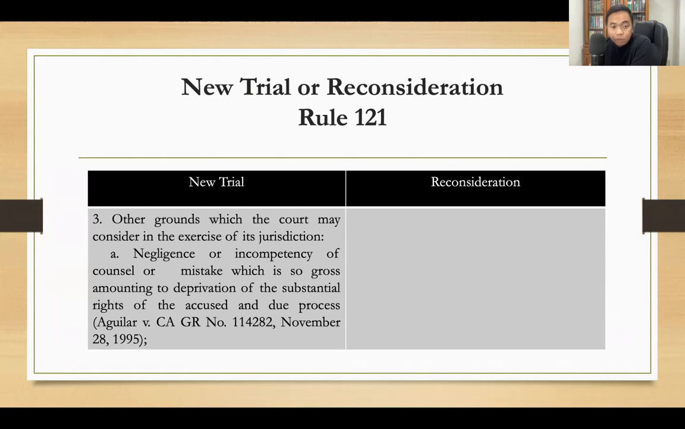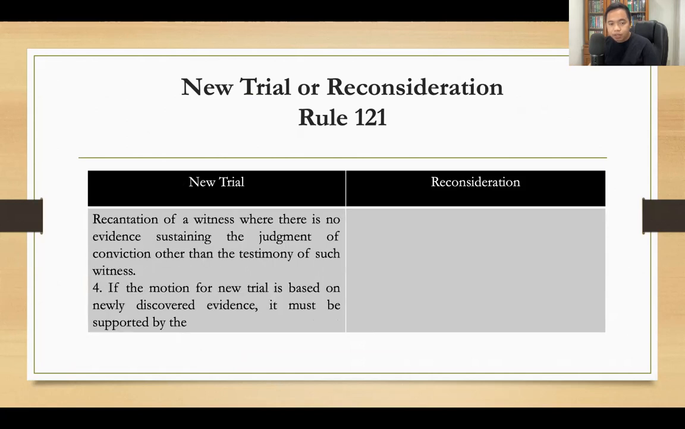Other grounds which the court may consider in the exercise of its jurisdiction are negligence or incompetency of counsel, or a mistake which is so gross as to amount to deprivation of the substantial rights of the accused and due process. So if there was an incompetent defense, for example, some vital evidence on record was not presented by the counsel for the accused, and such negligence, which is so gross in character, deprives the accused of his substantial rights to due process, then the accused can file a motion for new trial.